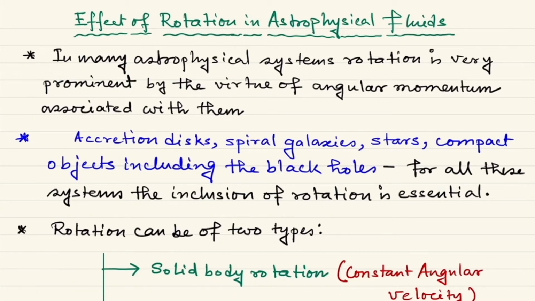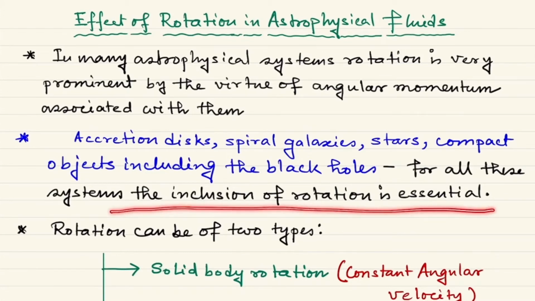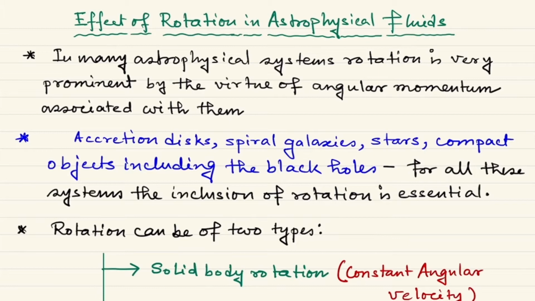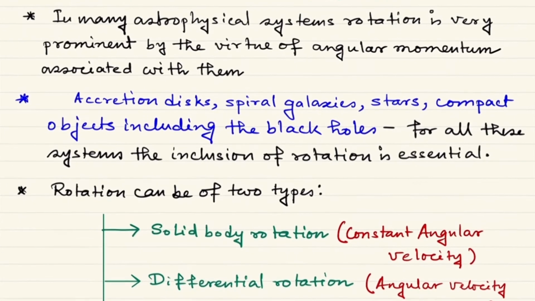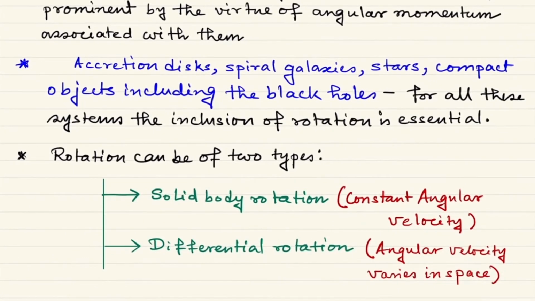For all these systems, the inclusion of rotation is essential. Of course, if the system is very massive, like compact objects and black holes, then we have to take the gravitational correction due to general relativity into account. But in the scope of this course, we will not include the general relativistic effect, that means the space-time curvature. We will do something where simple classical rotation is needed.